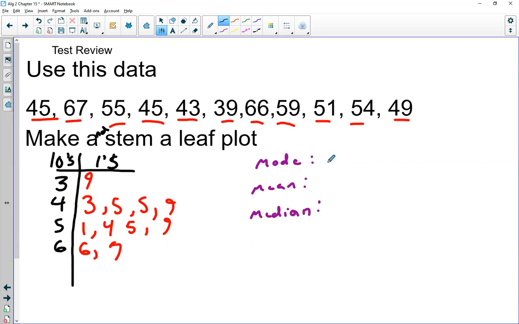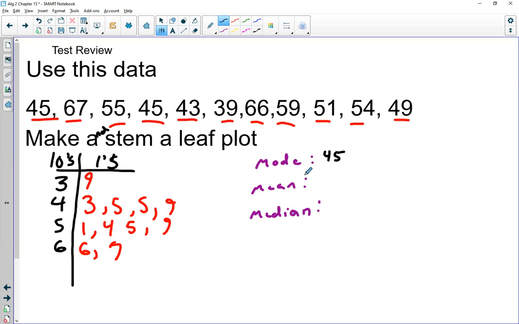There you go. So mode, the one that happens most often. Which one happens most often here? 45. No, you've got to look at the whole number. So 45 happens the most. If you have multiple things that happen the most, then you put everything that happens the most. And if for some reason there was an equal amount of everything, like 1, 1, 1, 1, or 2, 2, 2, 2, then you just say there's no mode in that case.